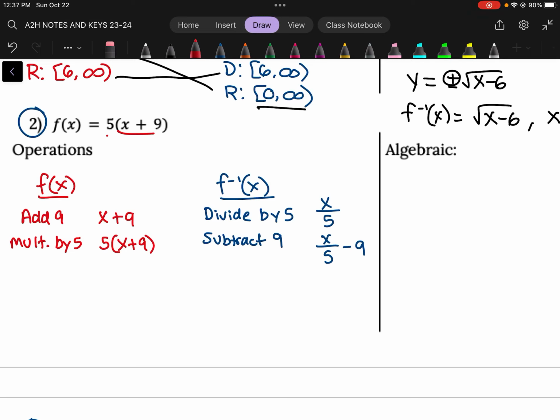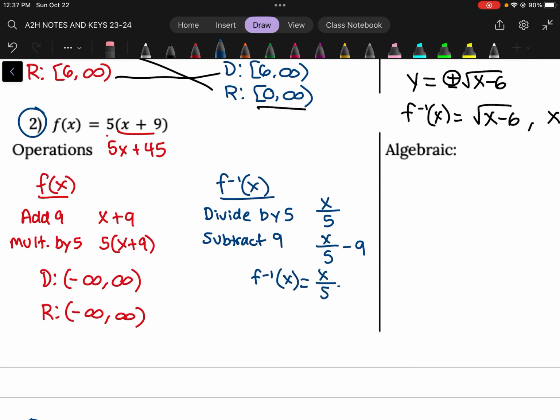Okay. Now here's the beautiful thing about this one. If we look at this closely, we also could write this as 5x plus 45, right? No matter how we look at this, it is definitely a line, and we know that lines that are not vertical or horizontal have a domain and range that's negative infinity to infinity, which also means there are no restrictions on the inverse at all. The domain is still negative infinity to infinity.